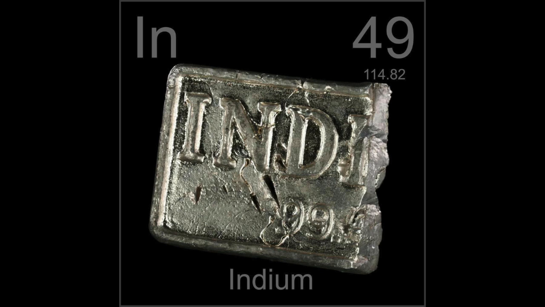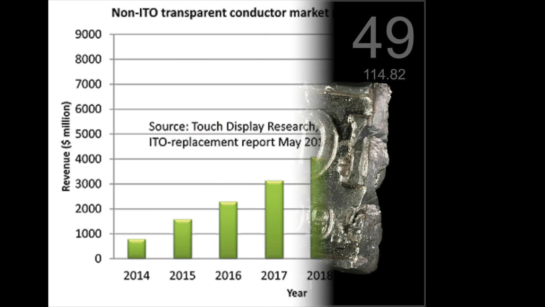The future is bright for transparent conductors, but ITO may be finding itself on the way out. Indium is very rare. Only 0.000016% of the Earth's crust is made up of this material. It has a market value of roughly $900 per kilogram.